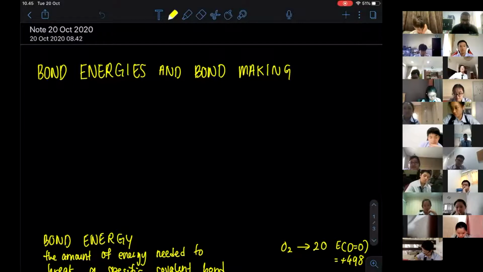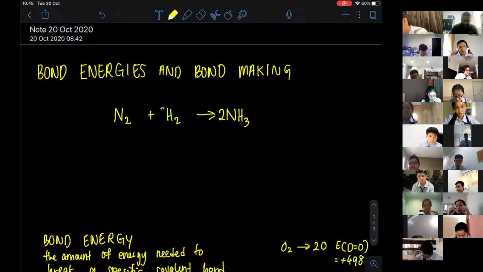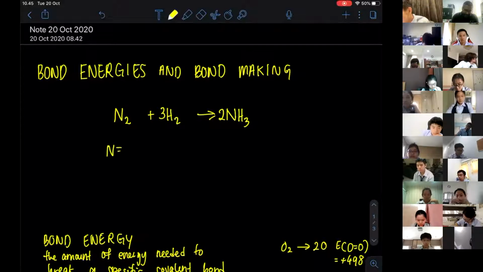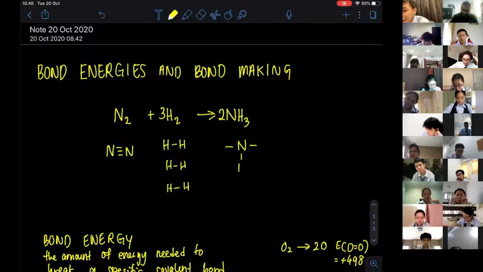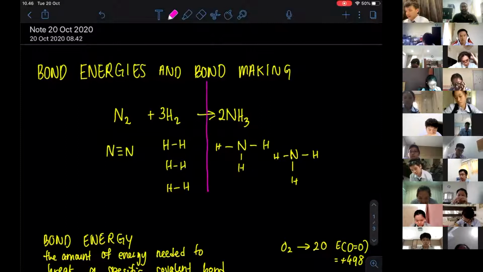But again, as I told you, for example, if I have nitrogen and I react it with hydrogen to give you ammonia, let's say I'm taking it as a one-way reaction. If I draw this, I will draw nitrogen with a triple bond to another nitrogen, plus three hydrogen, and you have ammonia, 2 moles of ammonia. Now, I can divide this into two parts, where on my left hand side there are reactants, and on my right hand side there are products.